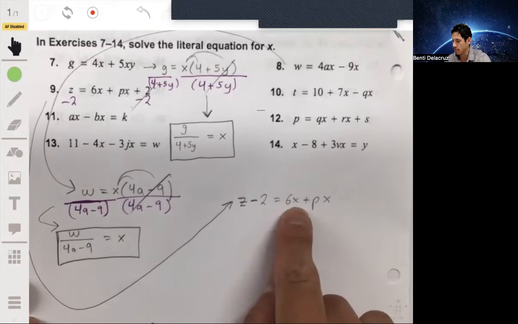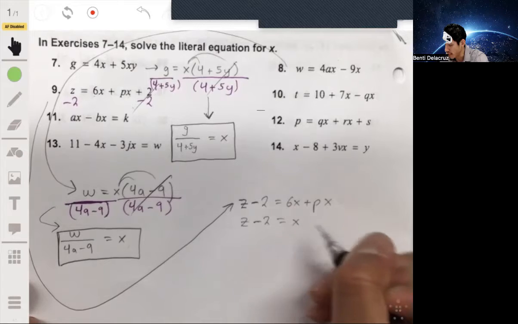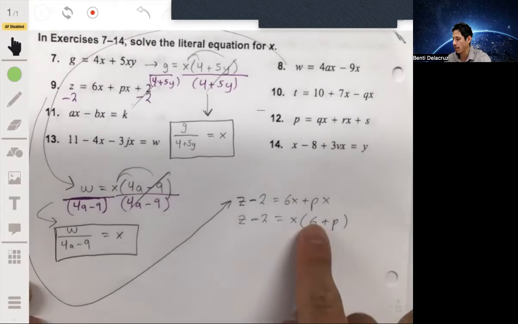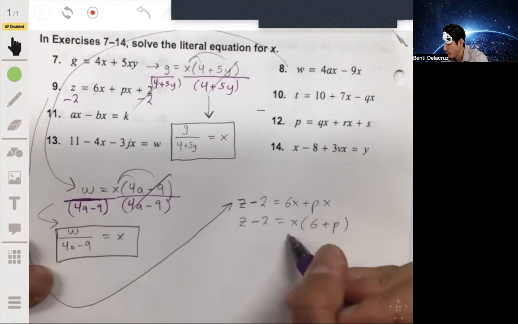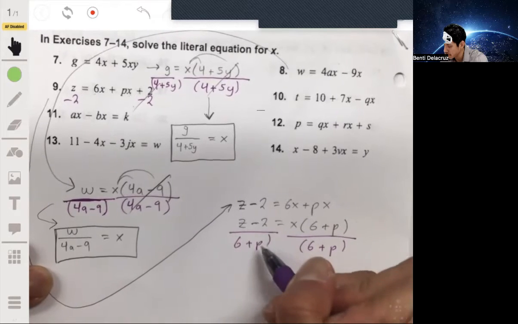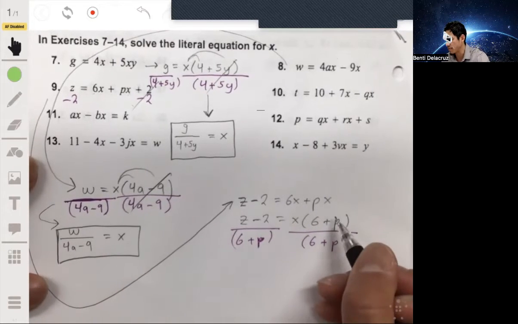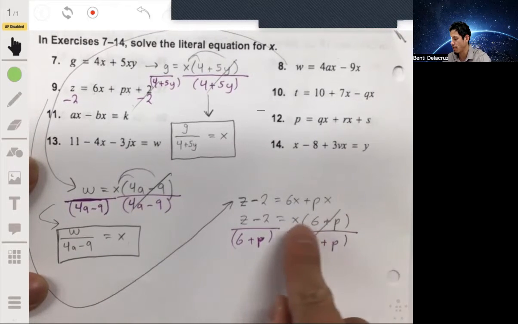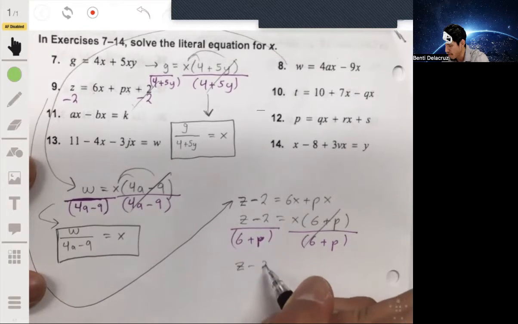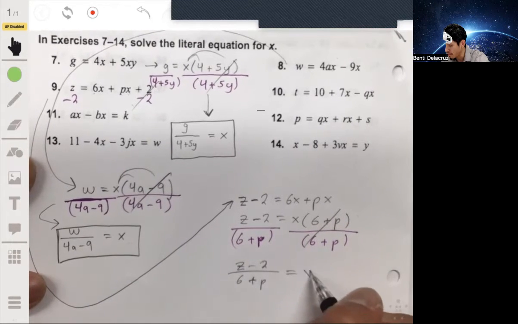Now I'm going to factor out an x from 6x and px. So I have a z minus 2 equals an x times 6 plus p. Then I divide by the 6 plus p. Again, I prefer to put the group in parentheses just so it's more easy to visualize how it cancels, because then all you have left on the right is x, and on the left you'll have z minus 2 all over 6 plus p. And that'll be your answer.